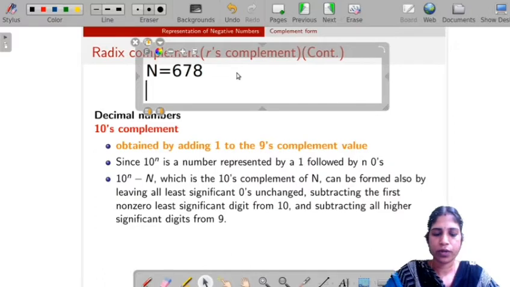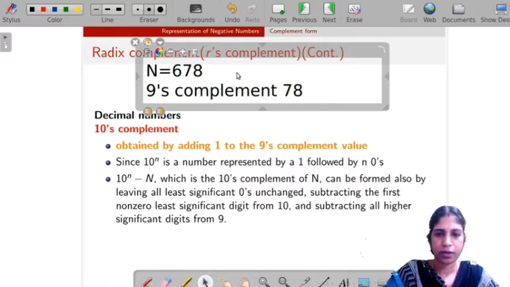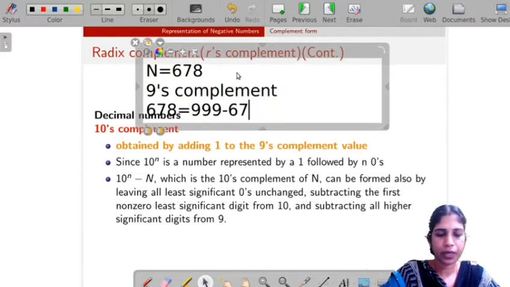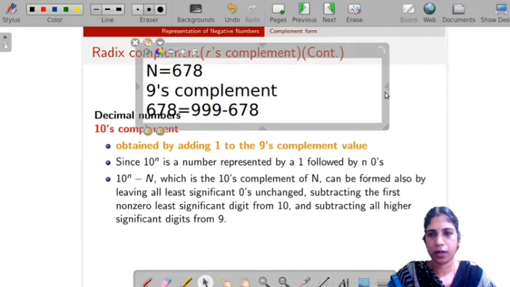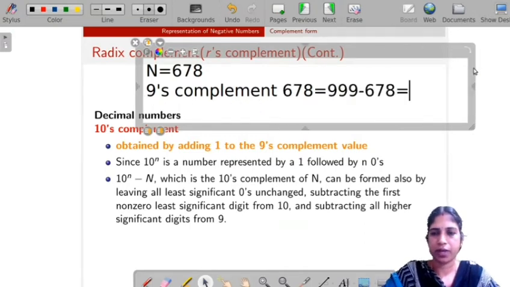Okay. To find out the 10's complement, first we find out the 9's complement of the given number. The 9's complement of 678 is equal to, we simply subtract 678 from 999. Okay, 999 minus 678, that is equal to 3, 2, 1.